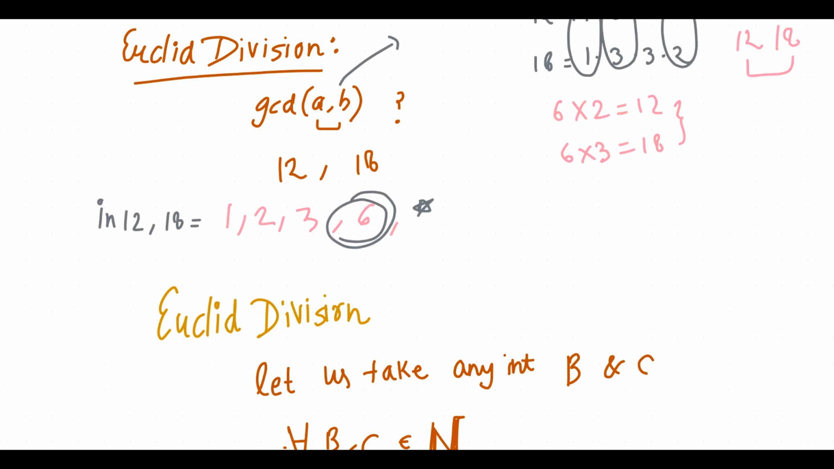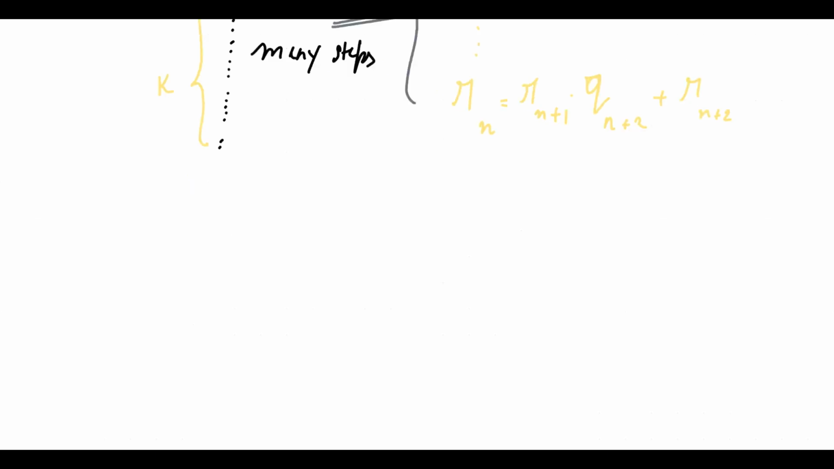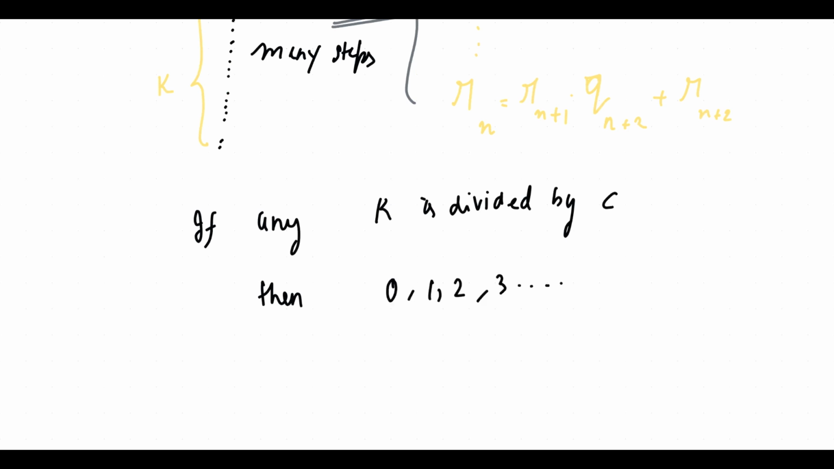Till then, let's prove this statement. I think this one is left. The statement is: if any number k is divided by c, then it can leave remainder 0, 1, 2, 3 till c minus 1, not c. Let's prove this. Let's get the working of this.